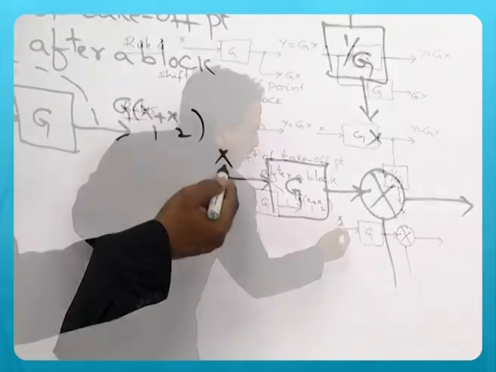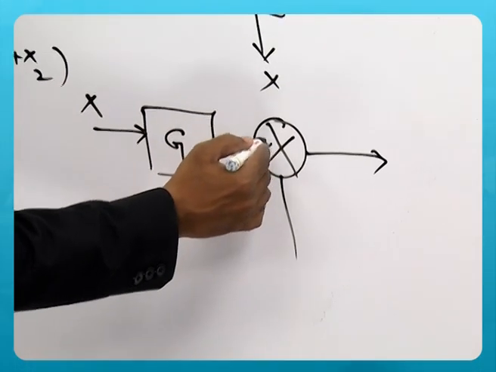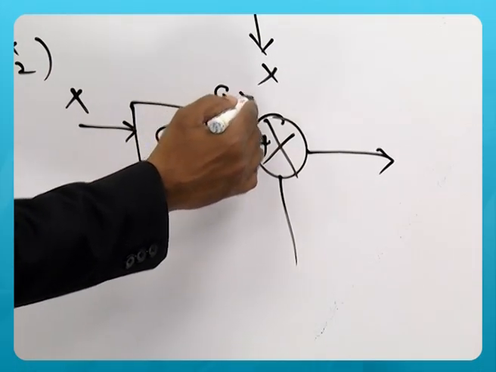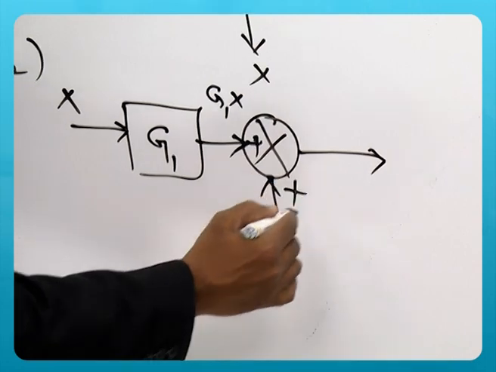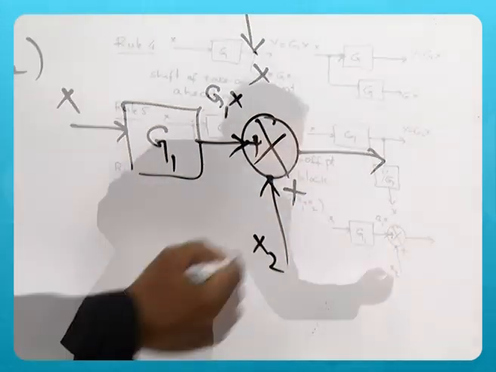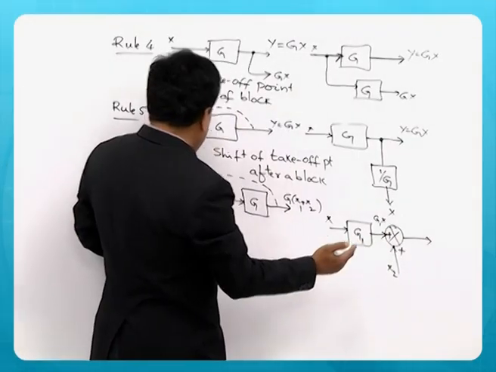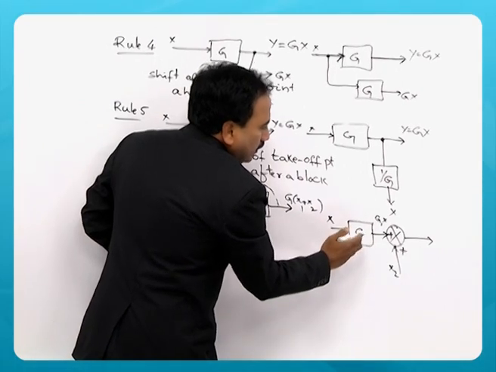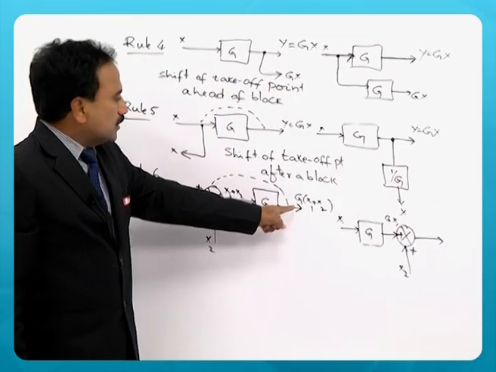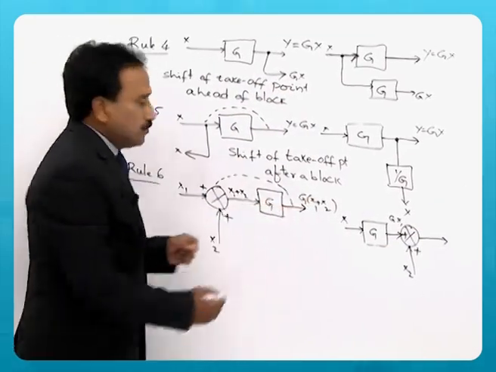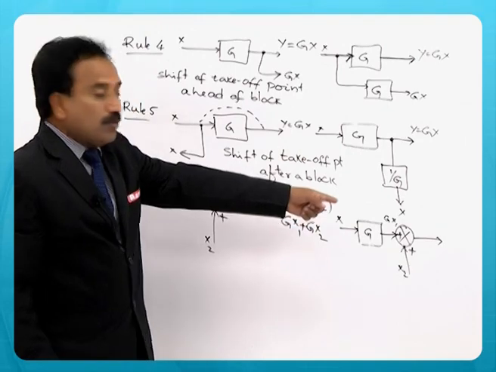So, x times g1, that is the output of this block, available here with plus sign, g1x. Now, the signal here is x2 with the same positive polarity. Now, what is the output you get here? gx1 plus x2. This is the output you get. But what is the output actually originally? It is g times x1 plus x2, meaning gx1 plus gx2. So, I would like to get the same output here also.